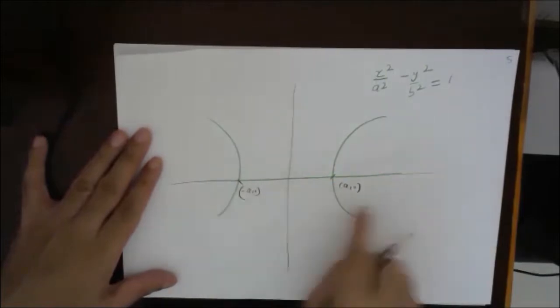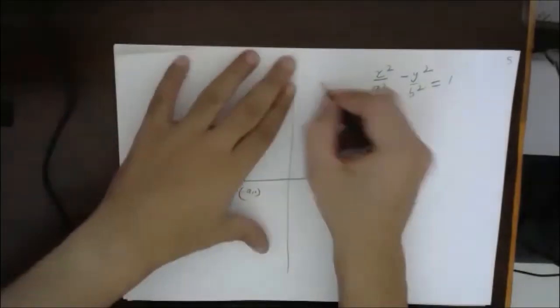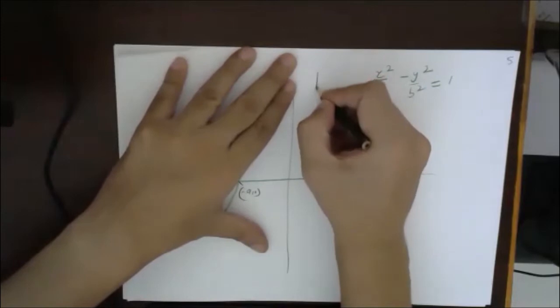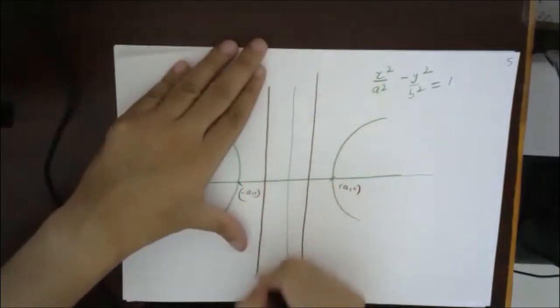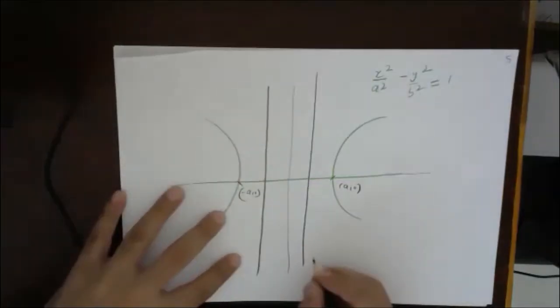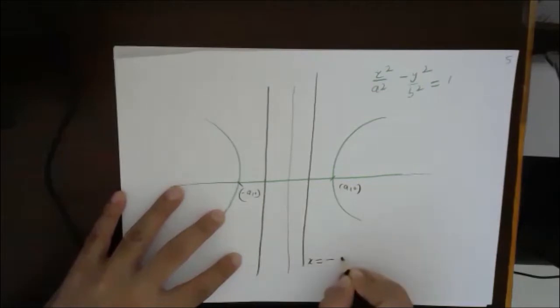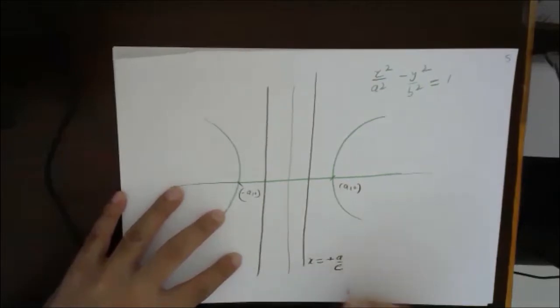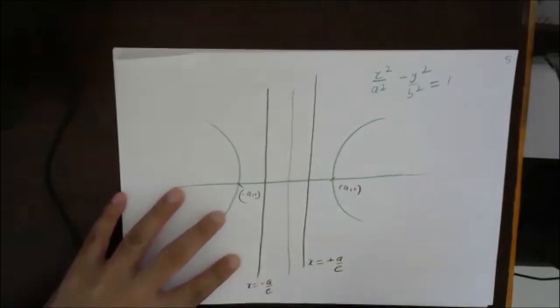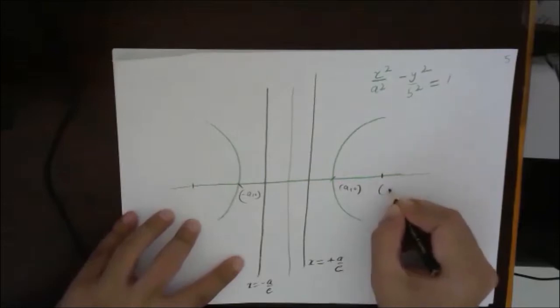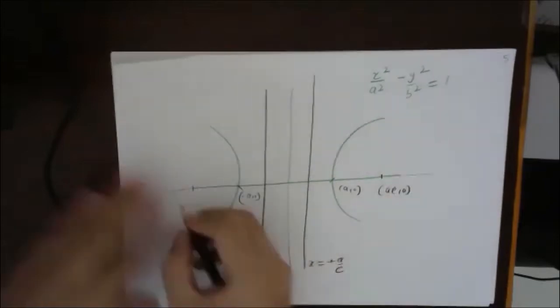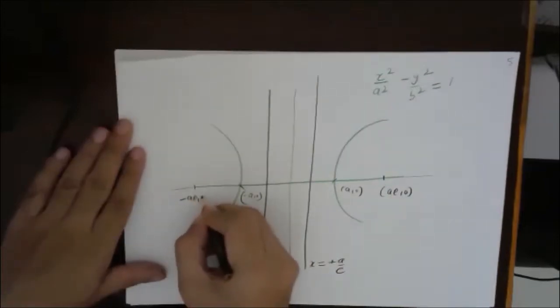For this hyperbola, the directrix will be here. Again, it will have two directrices. The line is given by x is equal to plus a by e, and this line is given by x is equal to minus a by e. Focus is given by the point ae comma 0, and here it is minus ae comma 0.